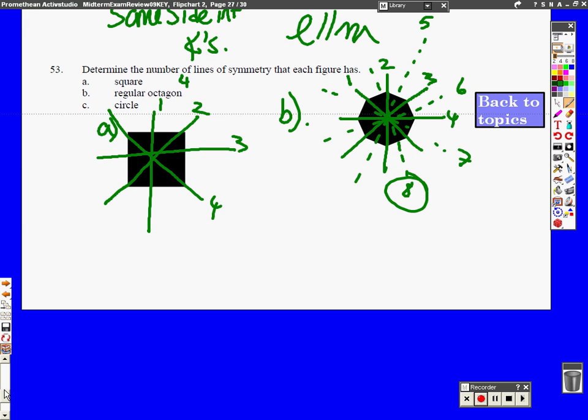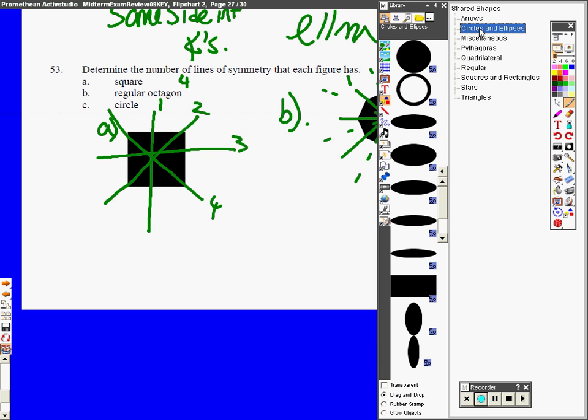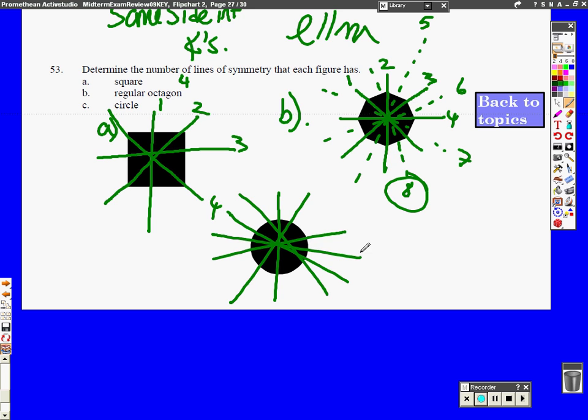Finally, a circle. If you imagine a circle, let's kind of get one out here to look at. Honestly, here, anywhere that I try to draw a line of symmetry, I can do it, as long as I go through the middle. And it looks like we can pretty much keep drawing them all over the place, to a point where they're actually uncountable. So there's actually an infinite number of lines of symmetry for a circle. Sometimes we use the symbol infinity.